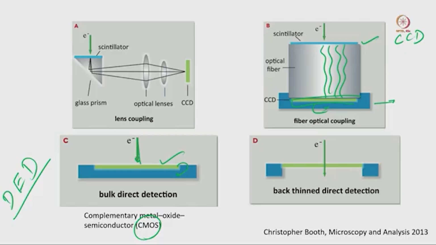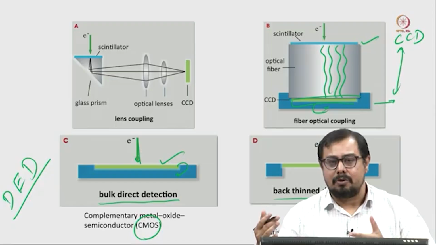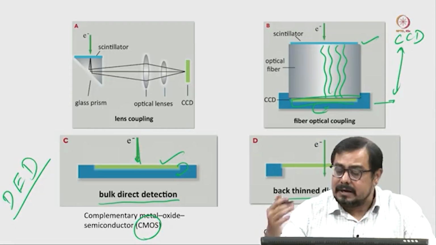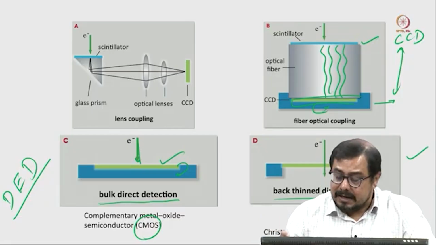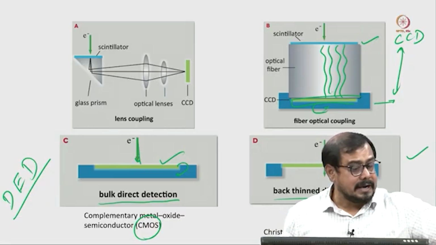Now we can split this into two types, the bulk direct detection and the back thin direct detection. That tells us the thickness of the sensor. If the sensor is thinner, it can recognize a good signal and transfer that signal easily to the readout, and we do not have to travel this distance. So the readout will be much faster, and it will also generate less noise. That is one of the good things about using the direct electron detector.